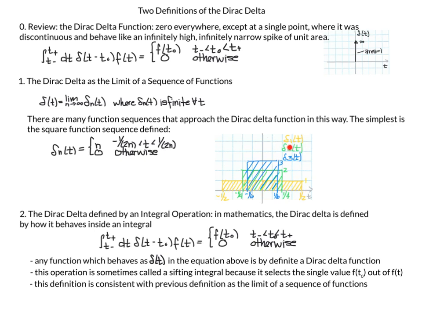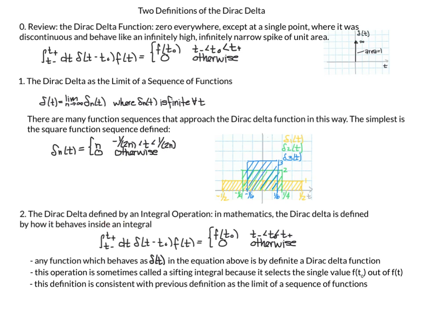For d2, our second function in the series, the height is 2 for t between negative 1/4 and 1/4. Again, you can see the area of the rectangle is equal to 1. For d3, our height is equal to 3 for t between negative 1/6 and 1/6, and the area of this rectangle is also equal to 1. So you can see we can get narrower and narrower until we're infinitely narrow, and taller until we're infinitely high, and have an area equal to 1.